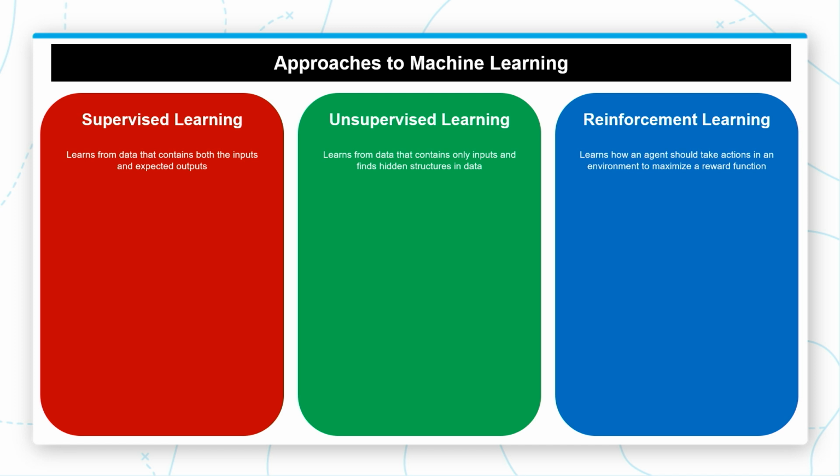Finally, the third type is called reinforcement learning. In this type, it learns how an agent should take action in a given environment, such that it maximizes the reward function. Next, we will look at the different subtypes of machine learning approaches.